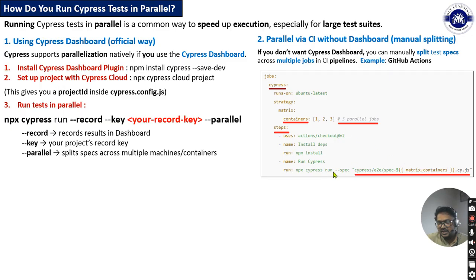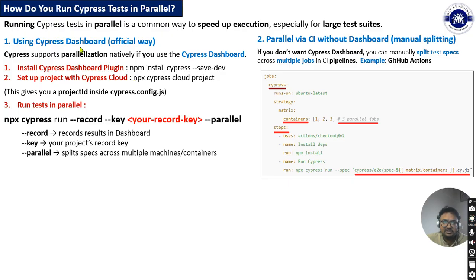So this will execute your specs available in the end-to-end folder with the help of the 3 containers in parallel. So this line you should remember, and this is how you can specify it in a GitHub Action in a container. Okay, so these are the two ways, guys.